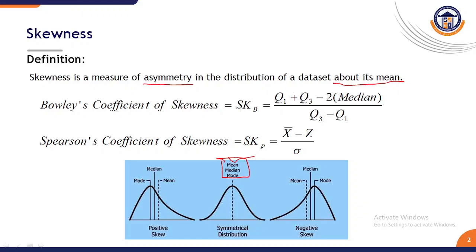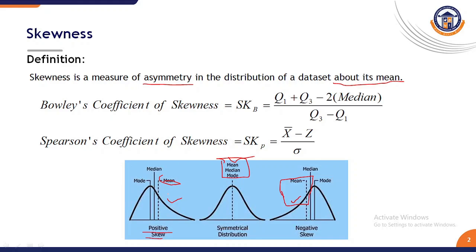If the distribution is stretched more on one side, either right side or left side, then it is a skewed distribution. It is classified into two categories. One is if the tail is longer on left side about its mean, then it is a negatively skewed distribution. The other case is positive skewness. If the tail is longer on right side about its mean, then it is a positive skewness.